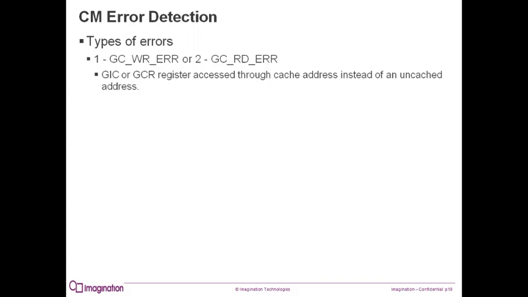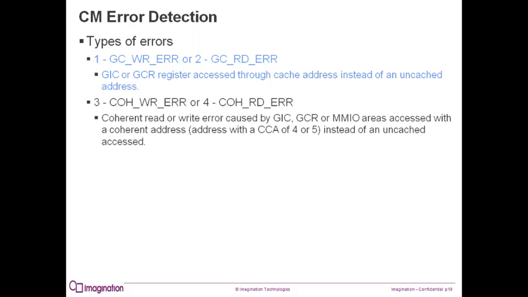Types 1 and 2 are global control register write or read errors that are caused by trying to access the GCR or the GIC register space in some other way than with an uncached address, like with the CCA of 2 causing a read of more than one word. Types 3 and 4 are coherent write or read errors that are caused by trying to access the GCR or GIC or MMIO with a coherent memory request.